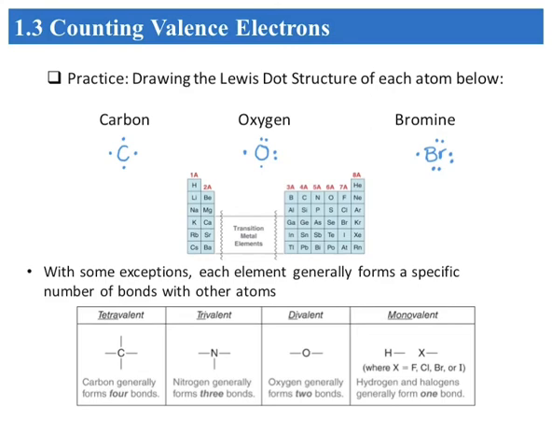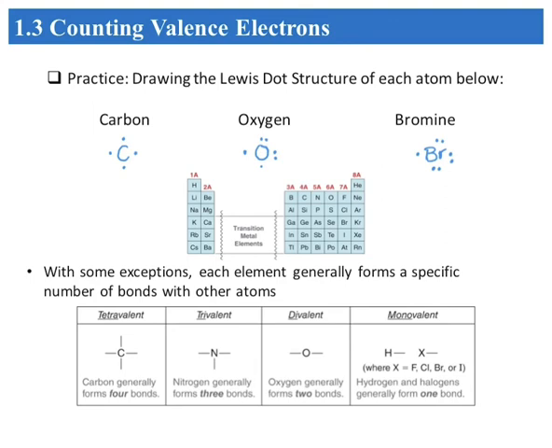Now, what do we learn from that Lewis structure for a single atom? We can basically figure out how many bonds that atom can make. So for example, if you look at carbon, carbon has 4 single electrons. That means carbon is capable of making 4 bonds in molecules. Oxygen has 2 single electrons, so oxygen can generally make 2 bonds in molecules. Bromine has 1 single electron, so it can make 1 bond in molecules.